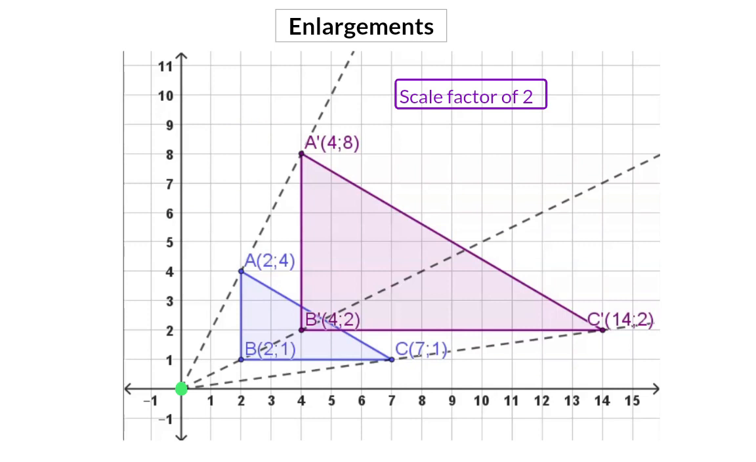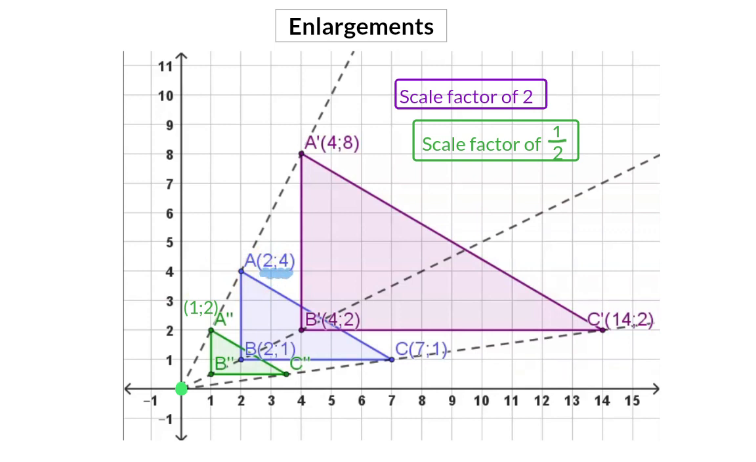If, however, we want to enlarge by a scale factor of a half, in reality we are going to reduce, and the triangle will move closer to the origin because each coordinate will be multiplied by a half. For example, the coordinate A, which was at 2, 4, has been halved and now is at 1, 2.